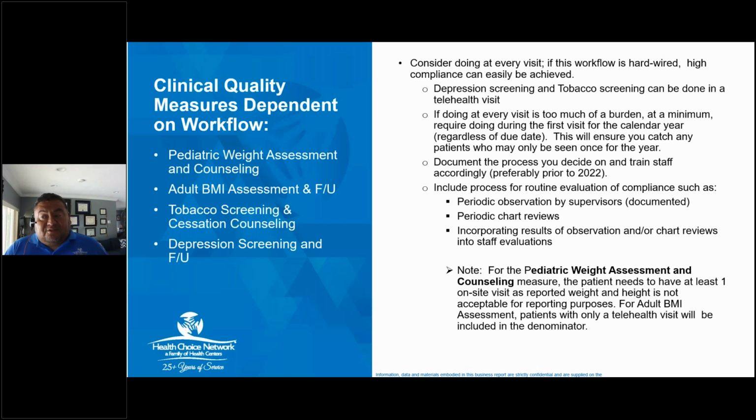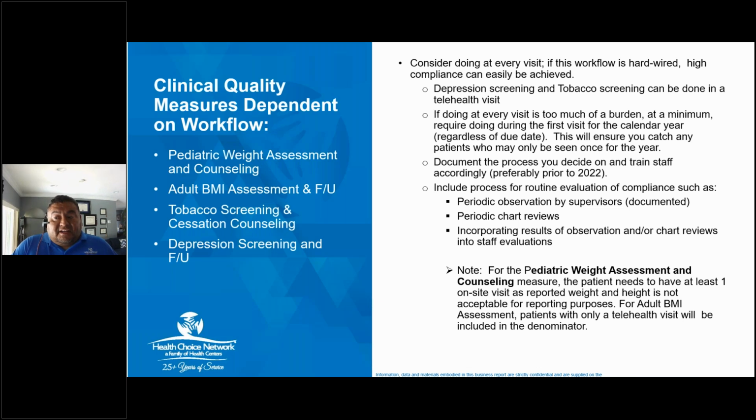Depression screening and tobacco screenings can be done on a telehealth visit. If doing it at every visit is too much of a burden, at a minimum, require doing it during the first visit of the calendar year. Same rationale as the A1C. If they come in once and they don't come in the rest of the year, they fall into your denominator, and you'll never get that patient, and you'll never be able to get them compliant.